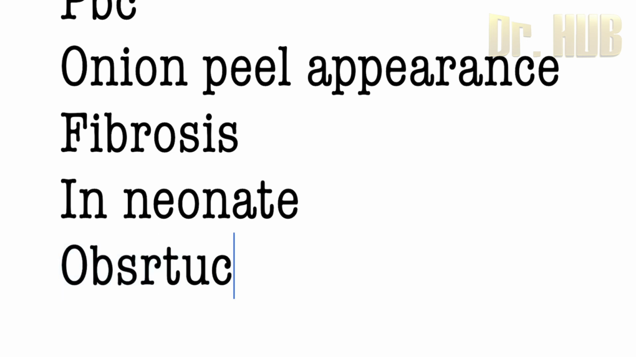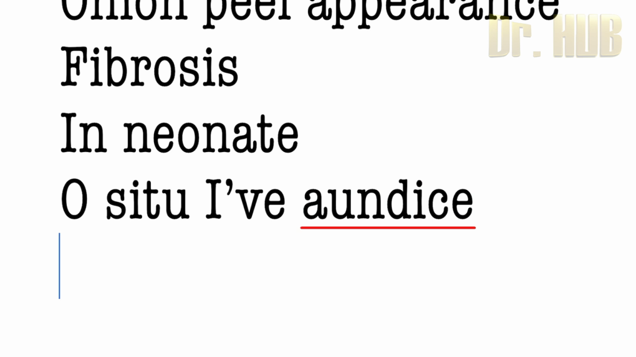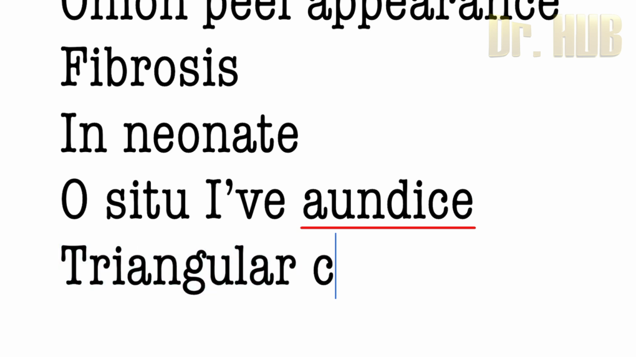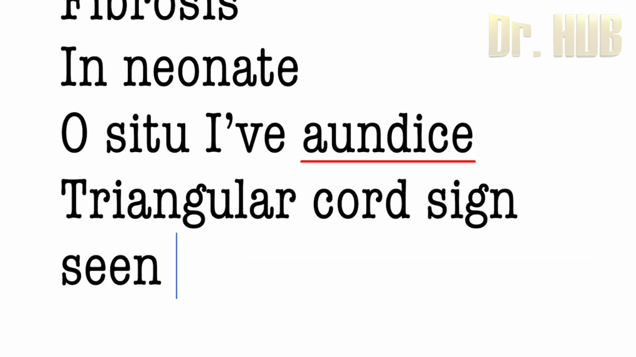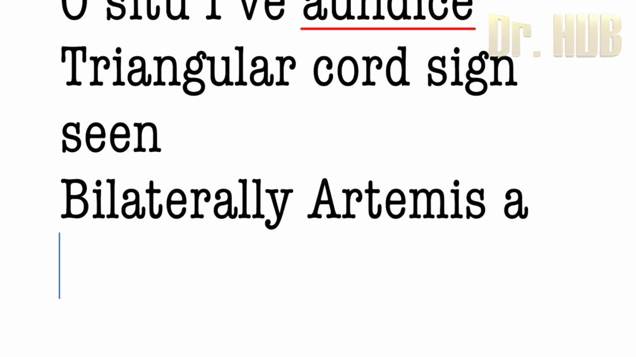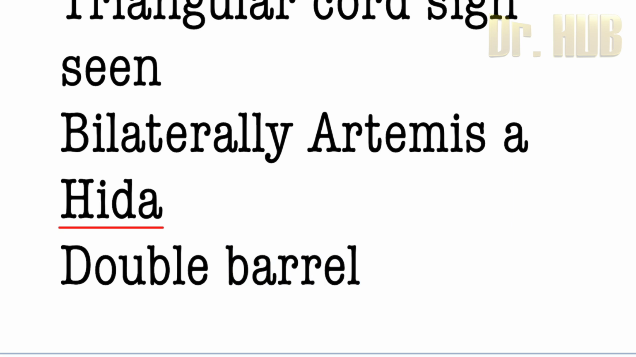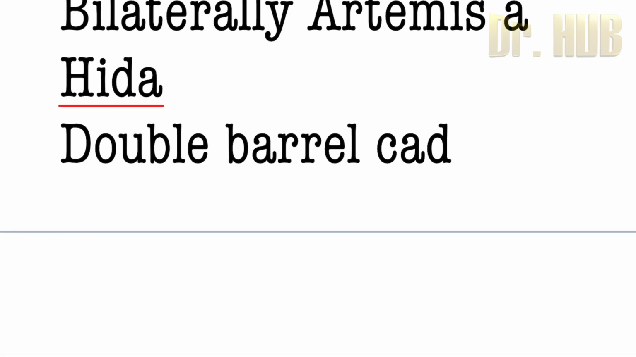In neonates with obstructive jaundice, the triangular cord sign is seen. It is in case of biliary atresia, and it is ruled out by the HIDA. Now the double barrel sign is seen in case of CBD dilation or obstructive jaundice.